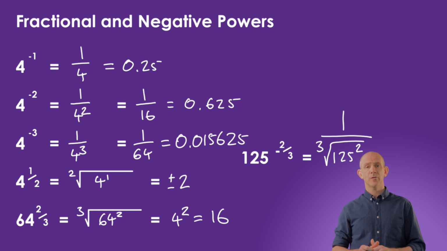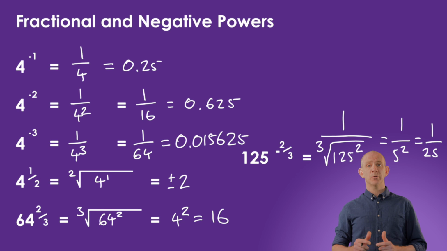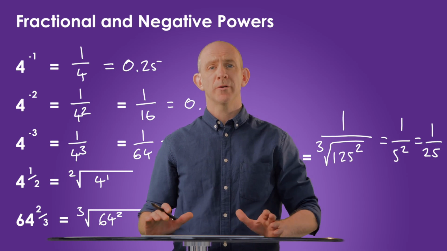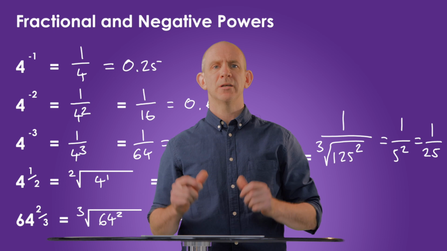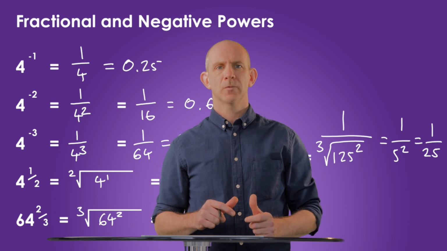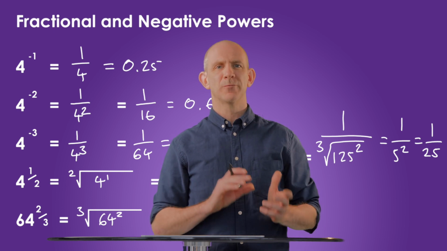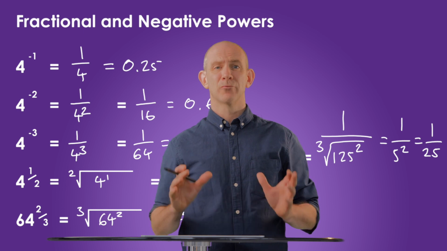The cube root of 125 is 5, so we do 1 over 5 squared. 5 squared is 25, so our final answer is 1 over 25. So 125 to the negative 2/3 is going to equal 1 over 25. So remember, negative powers go under 1 as a fraction, and fractional powers need the use of the root symbol. Always try and calculate the root before the power to save dealing with really large numbers.